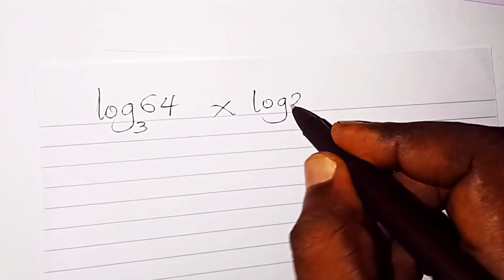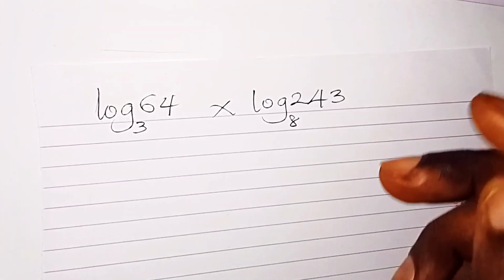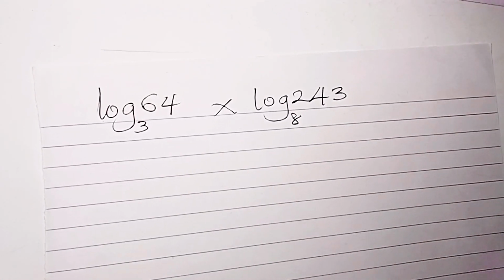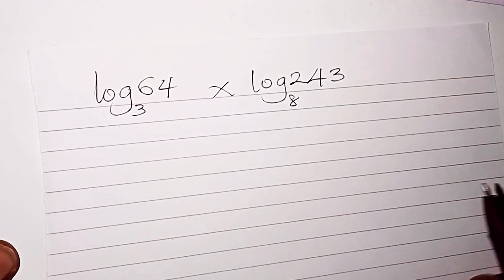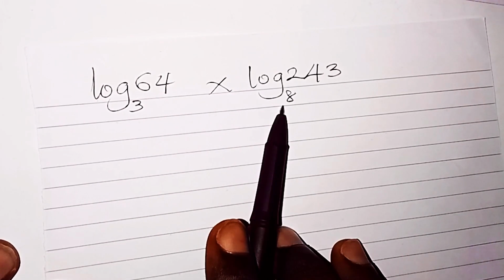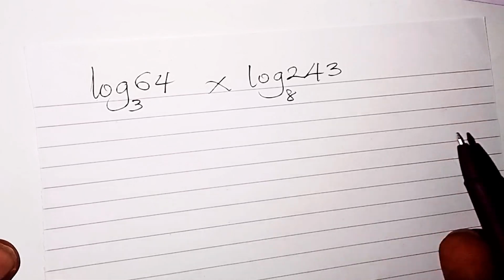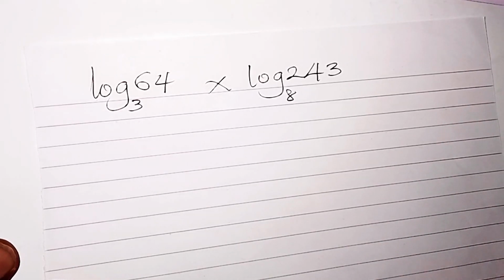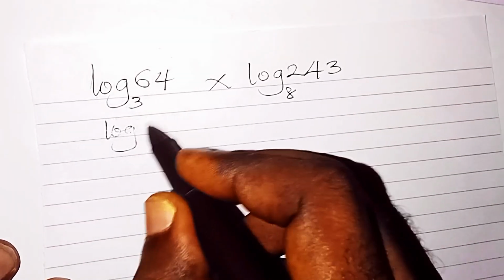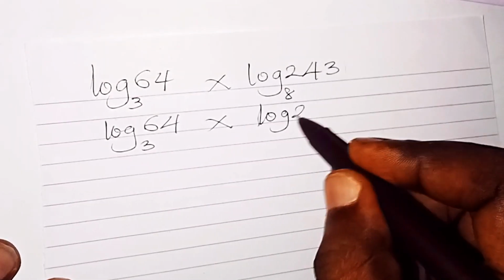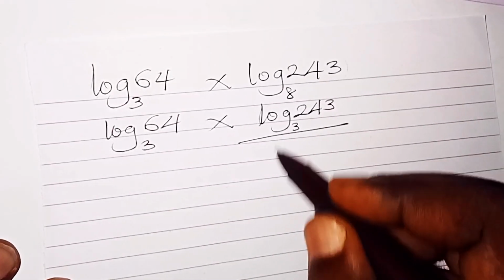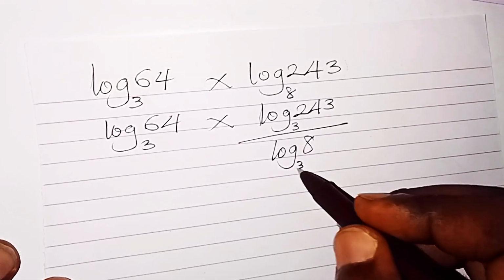Here we have log 64 base 3 multiplied by log 243 base 8. Okay, so in this case we can just make use of the smaller base. Okay, like I said, it's more convenient if you go for the smaller base, or you just take a common logarithm of all the terms you have there, like the common logarithm of base 10. And then in this case we have log 64 base 3 multiplied by, changing this one to base 3, log 243 base 3 divided by the log of the base, log 8 base 3.